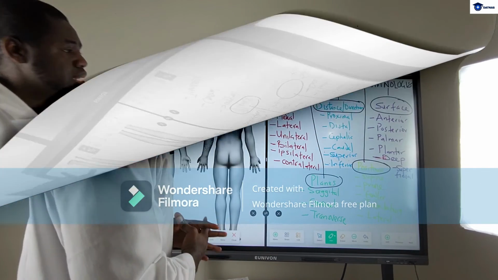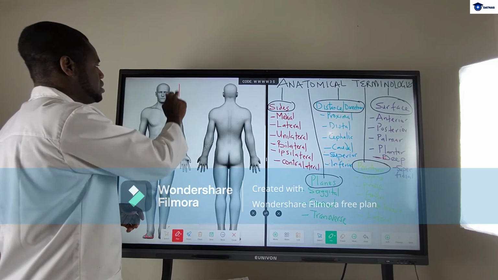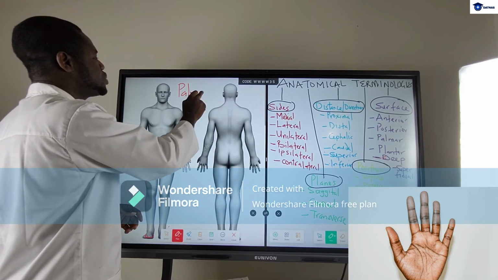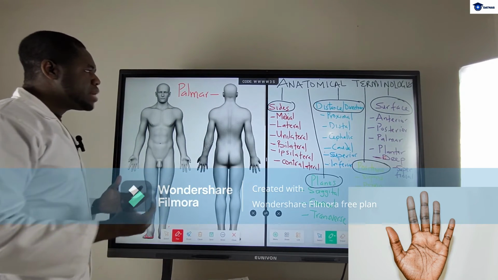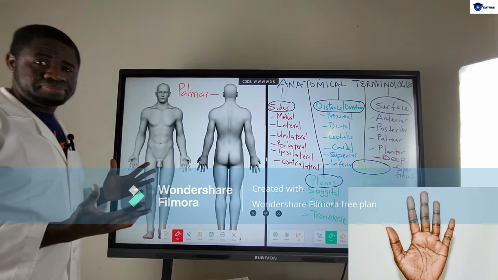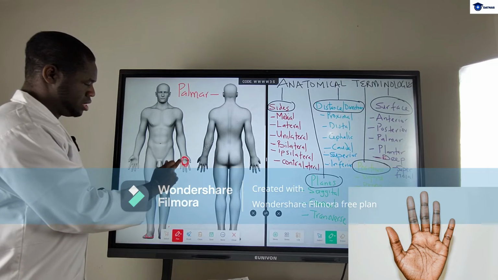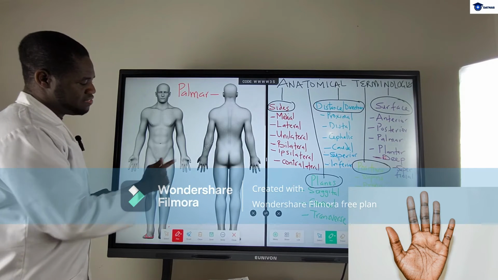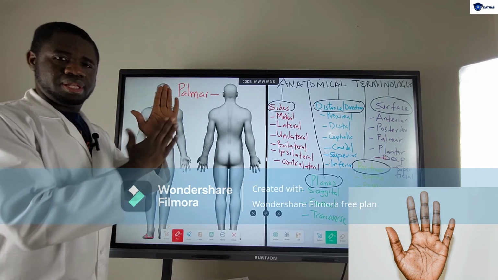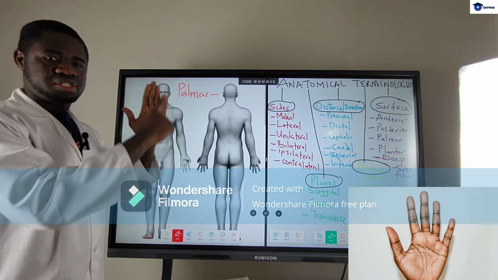We also have the palmar surface. The palmar is derived from the word palm. So this is the palmar surface.